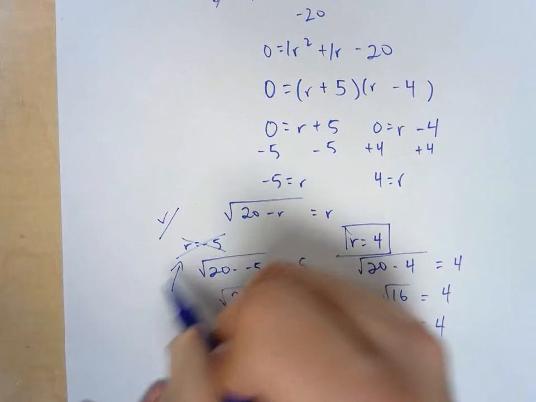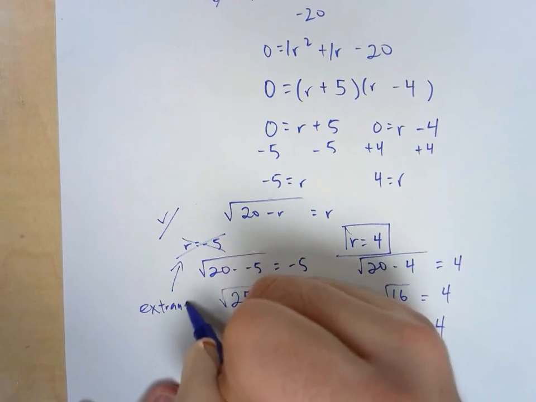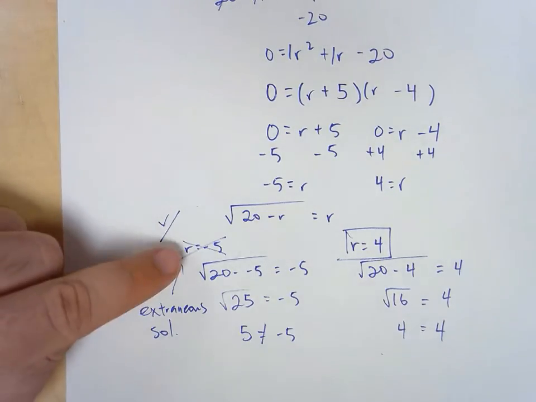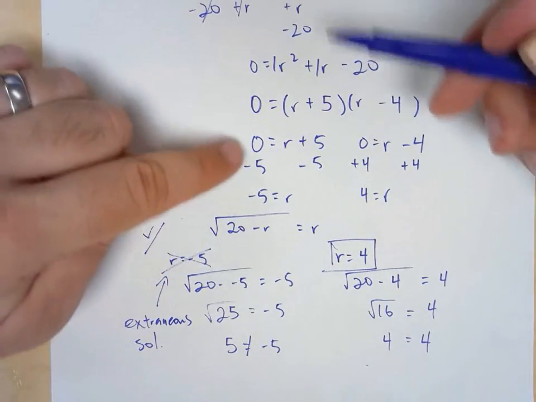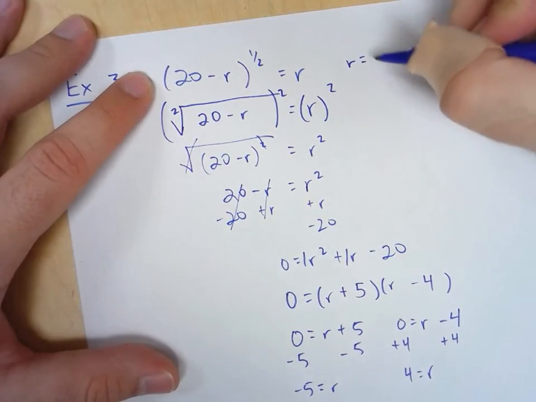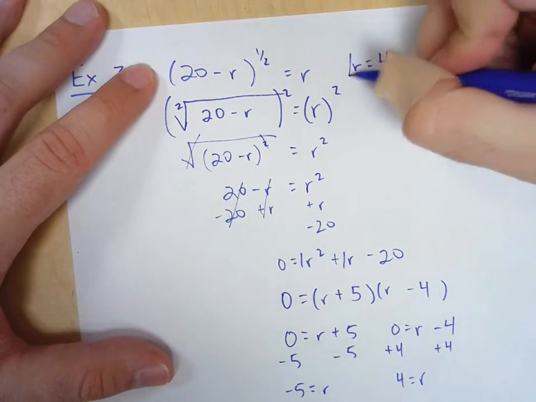So we came up with an extraneous solution, which means that r equals negative 5 is not actually a solution, even though the algebra worked out on it. Instead, our only solution to this problem is r equals positive 4.